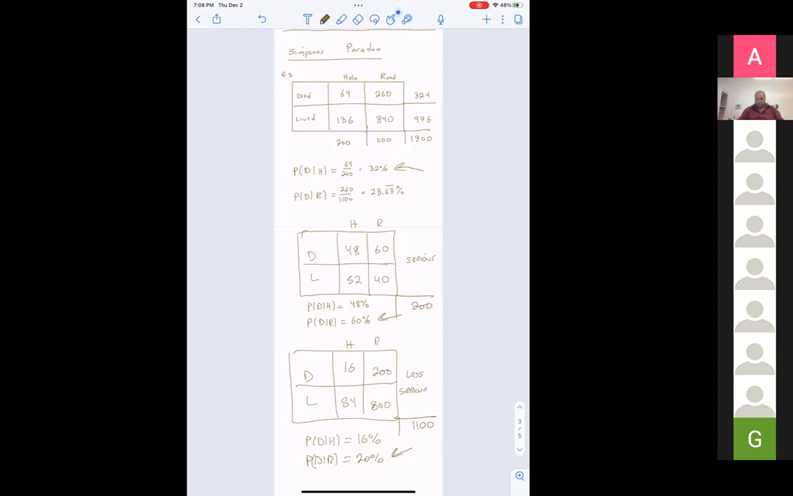But when I look at the road ones, I get 60% for this one and 20% for this one. Now the average would be 40%, but look at the size of the second group relative to the first group. The total here is 1,000 and the total here is 100. It's 10 times the size.